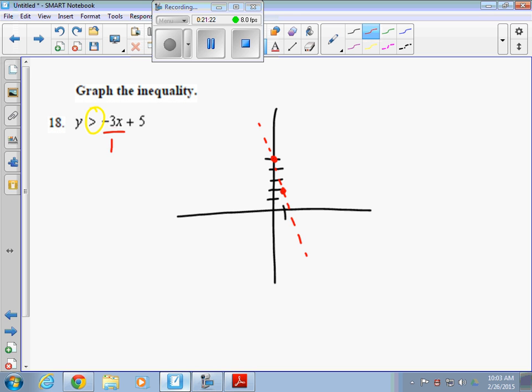That's the first difference. The second difference is we're going to shade one of those half planes, either everything towards 0, 0, or everything away from it. Again, it doesn't pass through 0, 0. That's a good thing. So when we plug it in, we want to see if it's true or not. 0 is greater than, when you plug in 0 there, negative 3 times 0 or anything times 0 is 0 plus 5. 0 is greater than 5. That is not a true statement. 0 is not greater than 5. So to shade towards 0, 0 would be wrong, which means we have to shade everything away from 0, 0.